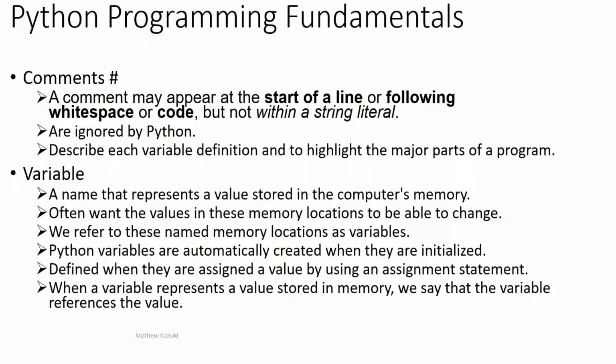Variables are basically names that represent values stored in the computer memory. The values stored in a computer memory are able to change. The variables in Python are automatically created as soon as they are initialized. Normally, the variables are defined when they are assigned a value. When a variable represents a value stored in the memory, we normally say that the variable references the value.